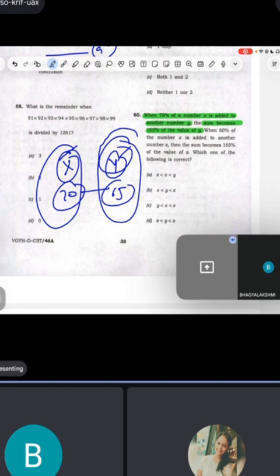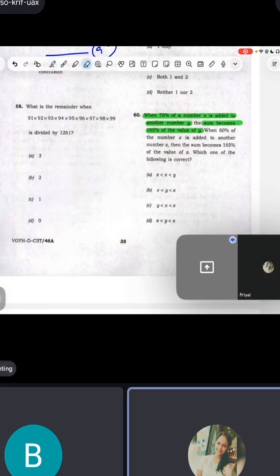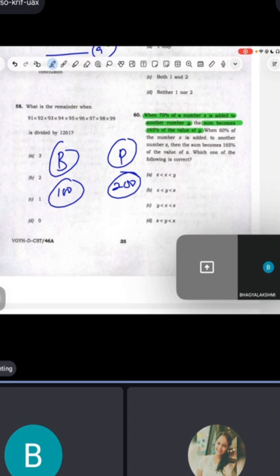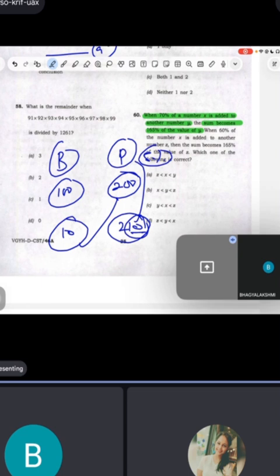Now listen carefully. This is Bhagya and this is Priyal. Bhagya has 100 rupees and Priyal has 200 rupees. Now 10% of Bhagya means 10 rupees, right? And if I add it to Priyal, it will become 210. But this 10 rupees is just 5% of Priyal's amount. So tell me who has more, Bhagya or Priyal?